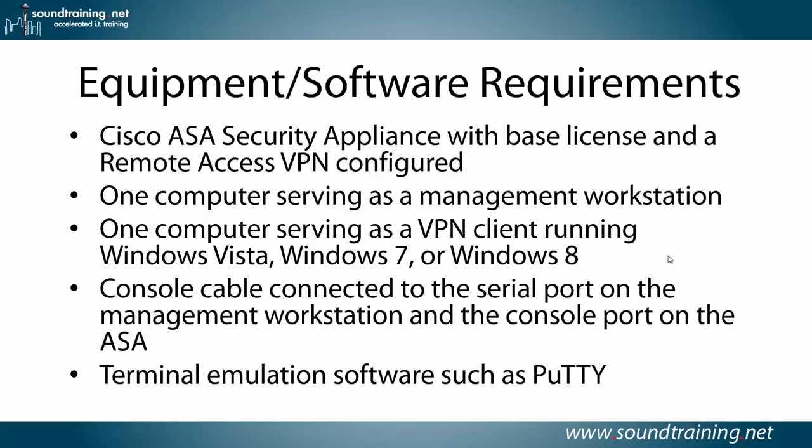You'll also need a computer serving as a management workstation, one computer serving as a VPN client. The Cisco VPN client is supported on multiple platforms. You have to get a different client depending on whether you're running a Mac or Linux or earlier versions of Windows. The client that we're going to use works with Windows Vista, Windows 7, or Windows 8, and our remote VPN client actually is running Windows 8. You'll also need a console cable connected to the serial port on the management workstation and the console port on the ASA, and terminal emulation software such as the one I'm using, which is PuTTY.